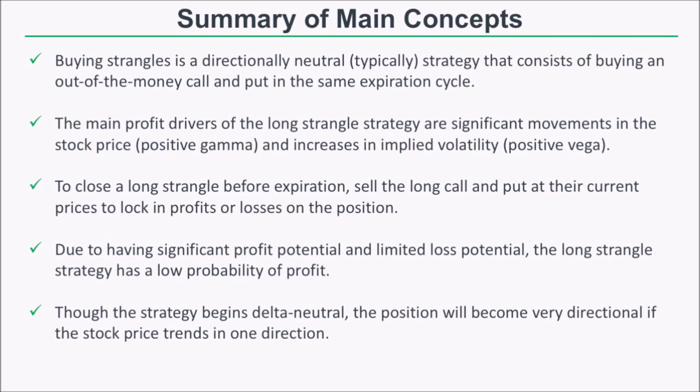Now, to close a long strangle position before expiration, you can sell the long call and put at their current prices to lock in any profits or losses that you have on the position. Now, due to having significant profit potential and limited loss potential, the long strangle strategy has a low probability of profit. And lastly, though the strategy begins delta neutral, the position will become very directional if the stock price trends in one direction, which we just discussed.